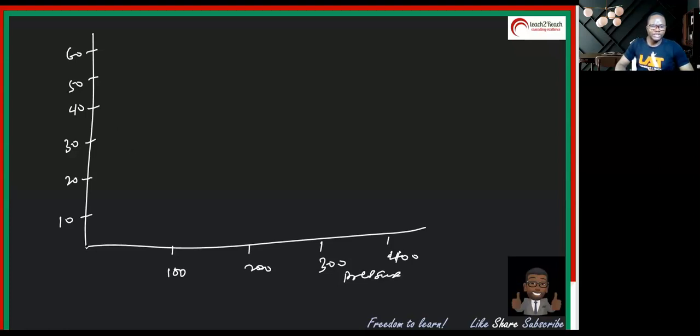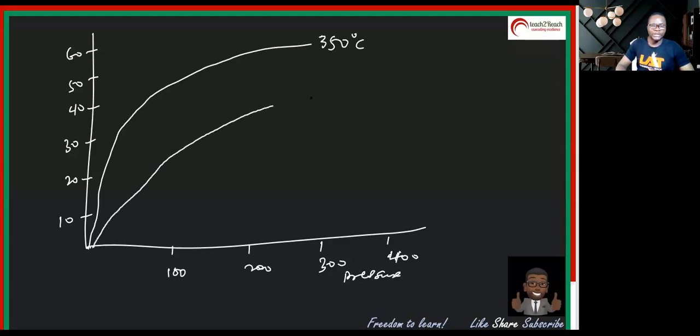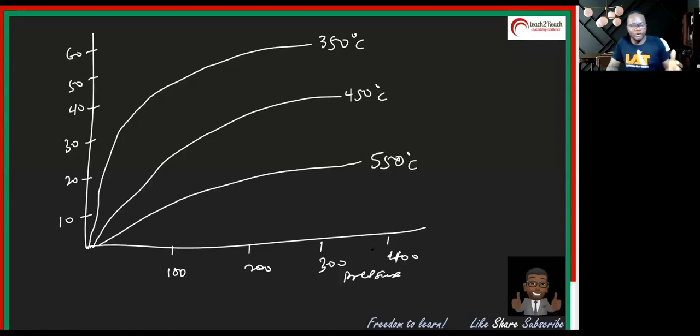So if I look at the rate of reaction, let's assume I have something like this. If this was done at 350 degrees Celsius, then I have another one that is done at 450 degrees Celsius. Then I have another one that is done like this. Let's say this is 550 degrees Celsius. So when I plot a graph in industry of my yield of ammonia against pressure at a particular temperature, this is what I got.